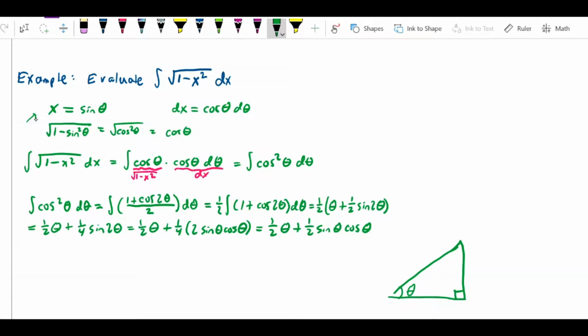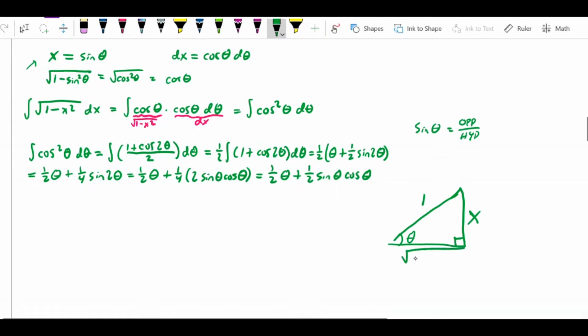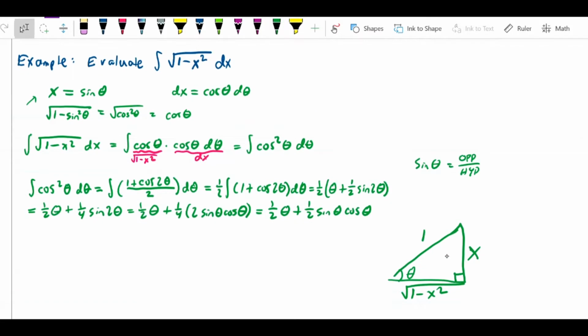So if x equals sine theta, keep in mind that sine of theta is equal to the opposite over the hypotenuse. So I want to draw a right triangle where the ratio of the side opposite theta to the length of the hypotenuse is x. The simplest triangle that has that relationship has an opposite side of x and a hypotenuse of 1, and then by the Pythagorean theorem, the adjacent side is the square root of 1 minus x squared. So we now have everything that we need to do the final substitution here.